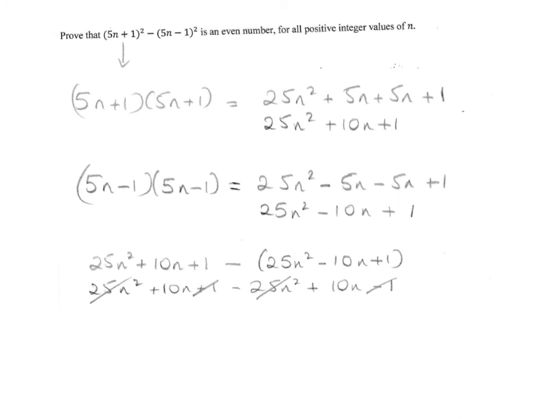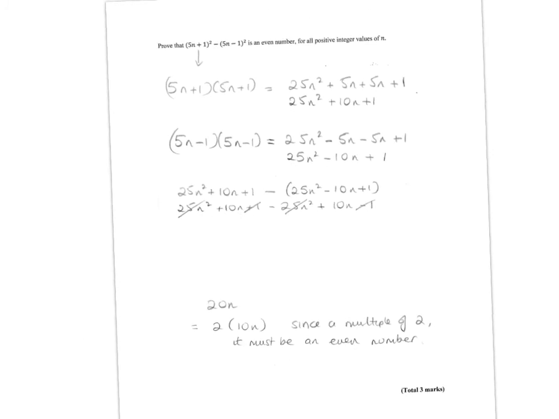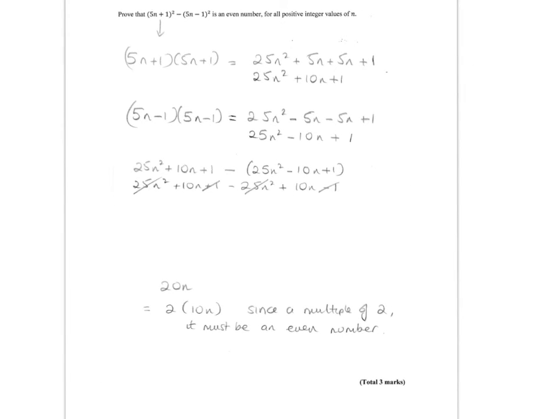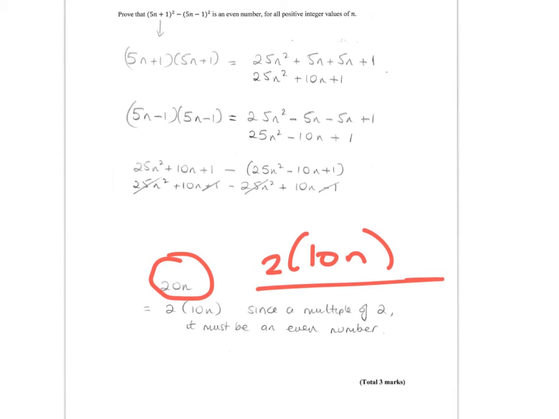Right, I'm going to leave this working up for a minute. And when you get your answer, you'll get an answer of 20n when you've looked at all that. That's straightforward for you, just double bracket expansion. When you get that, you factorize it. So 2 bracket 10n. You just write down like they've written here. That's 2 times whatever's in there. Since this number, whatever it's going to be, is a multiple of 2, it must be an even number. You can pause and copy down what you want there.